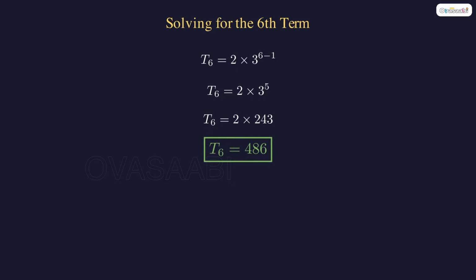Use the formula Tn equals A times R to the power n minus 1. T6 equals 2 times 3 to the 5, which is 2 times 243. Answer, 486.